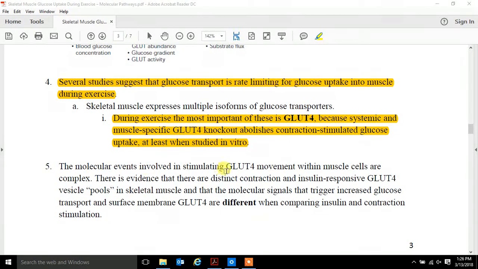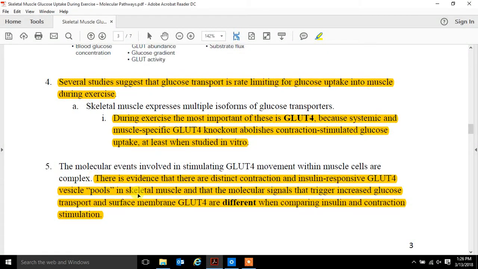The molecular events involved in GLUT4 movement within muscles are not only complex and based off these vesicle pools, the molecular signals that trigger increased glucose transport, and therefore surface membrane GLUT4, are different when comparing insulin and contraction stimulation. So what we've learned thus far is that the response to insulin, that pathway, is not how skeletal muscle increases GLUT4 transporters during exercise.